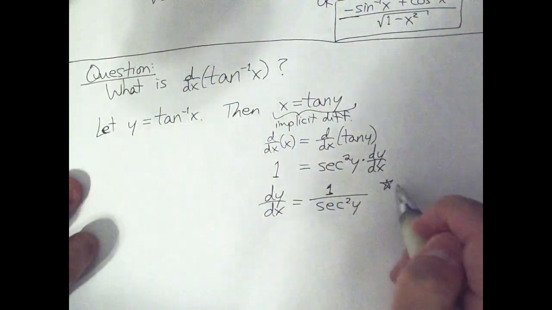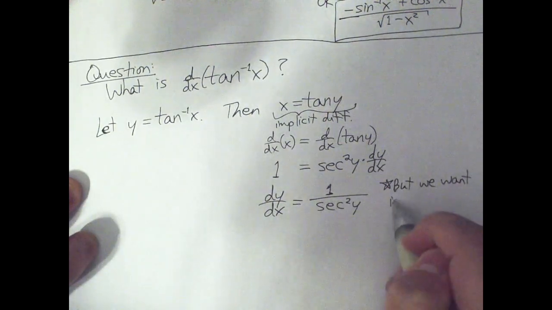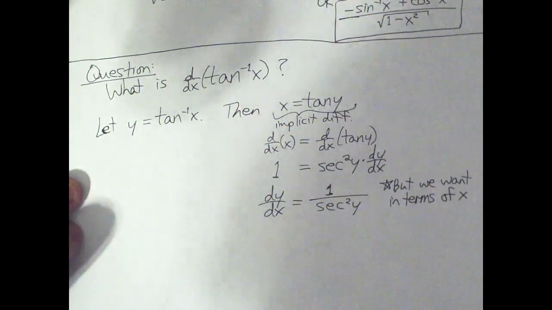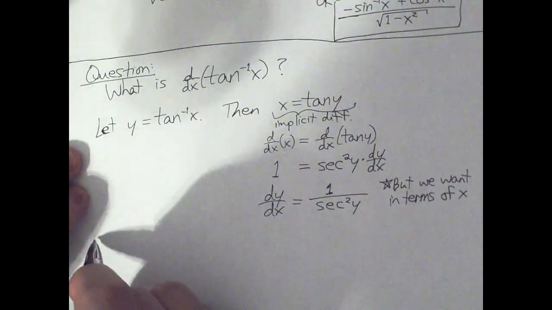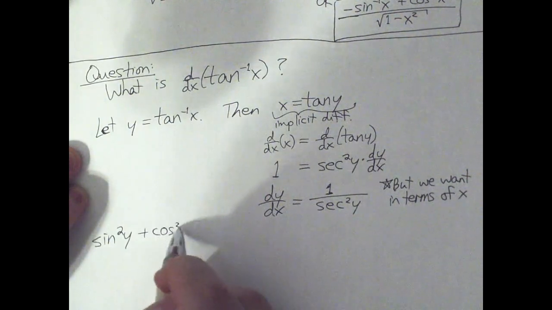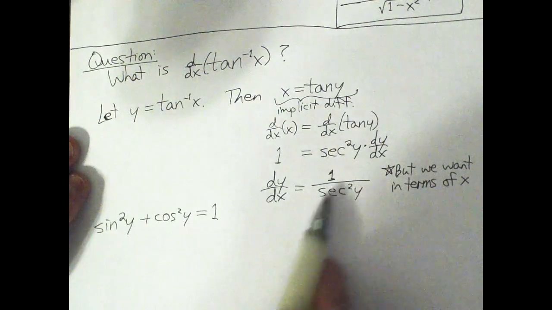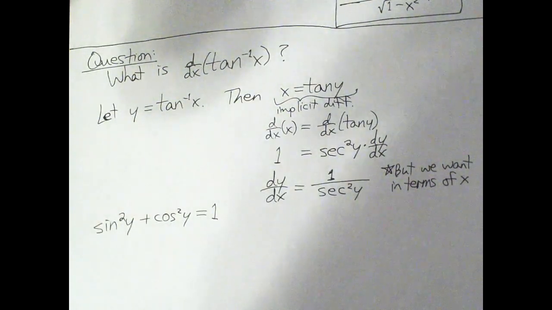All right. But we want it in terms of x. You know, for sine and cosine, we used the same trig identity for both of them. Is there some way that we could use this trig identity? Or do you think we need a different identity to somehow solve for secant of y or secant squared of y in terms of something else?